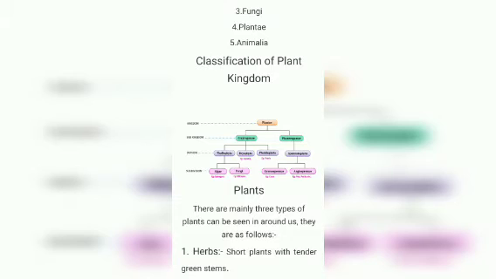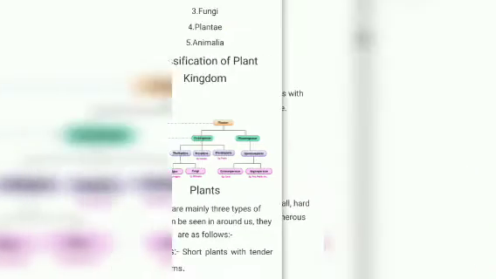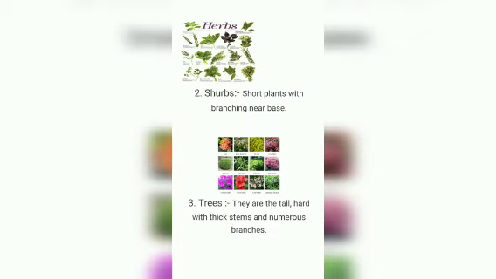And now let's talk about fungi. Fungi are the mosses. Now let's talk about plants. There are mainly three types of plants that can be seen around us. They are as follows: herbs. Short plants with tender green stems are known as herbs. As you can see in this photo, these are called the herbs.